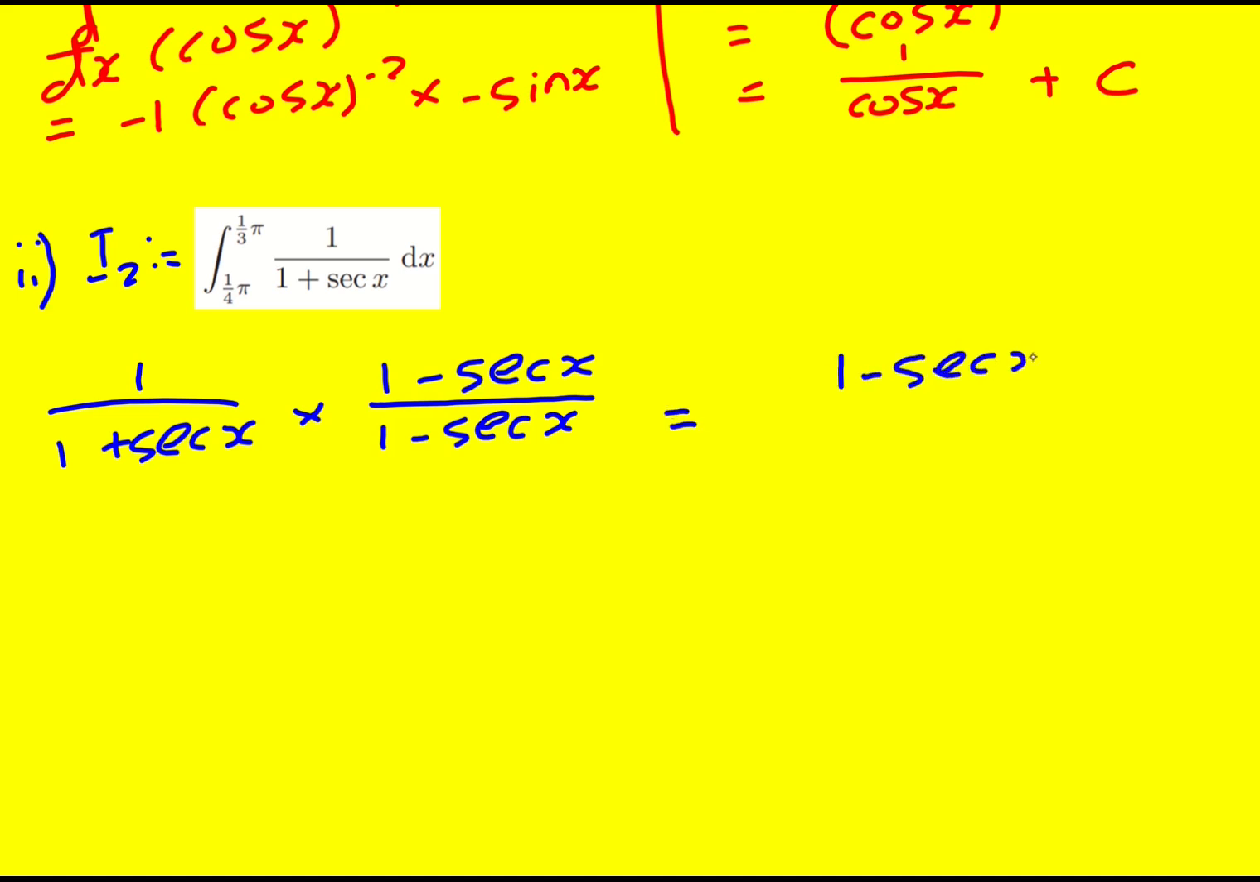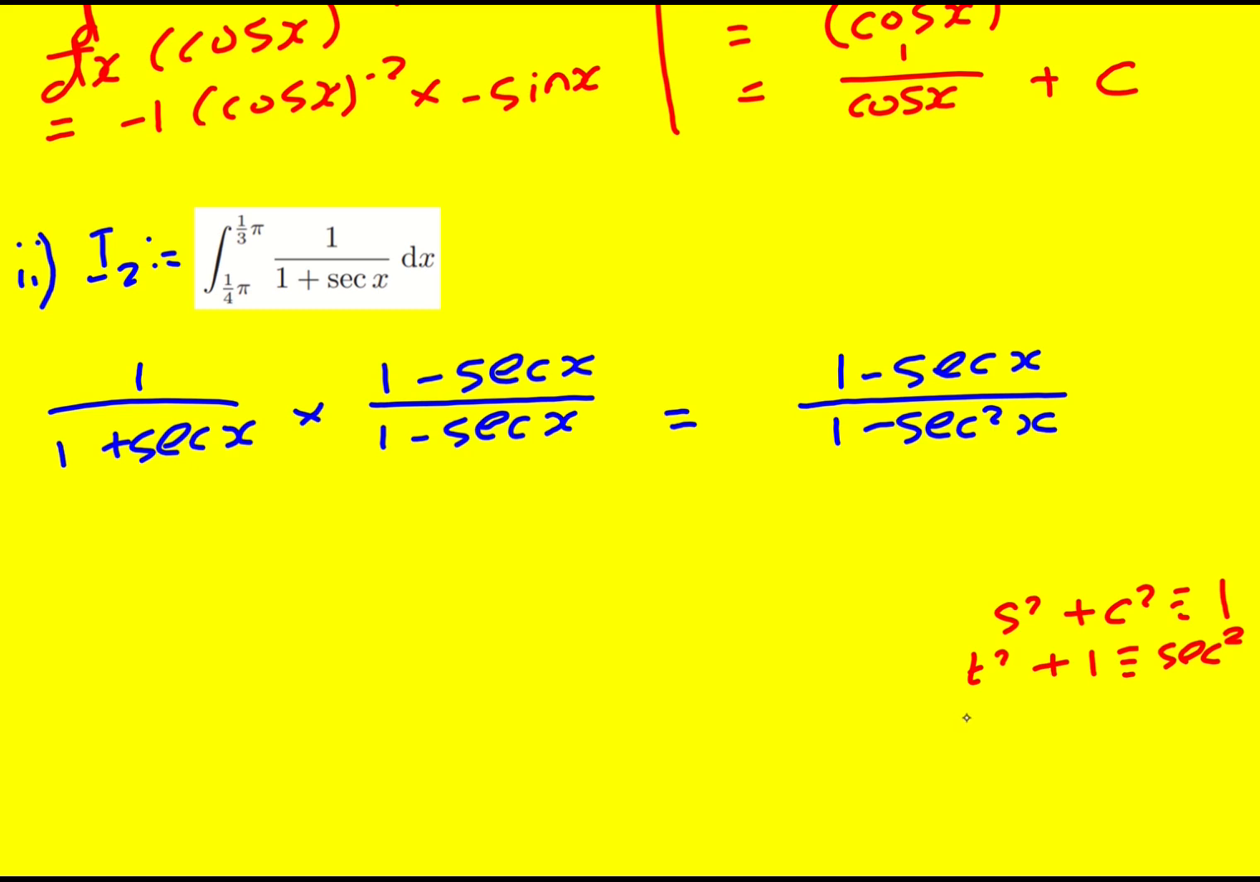I'm going to get 1 minus sec x over 1 minus sec squared x. Okay, trig identities. I never remember them, I just always derive them. So sine squared plus cos squared is 1. Of course, I remember that one. Right, if we want sec squared, divide through by cos squared. So I'm going to get tan squared plus 1 is sec squared, which means 1 minus sec squared is going to be minus tan squared. So 1, actually I can just swap it around and make it sec x minus 1 over tan squared x.